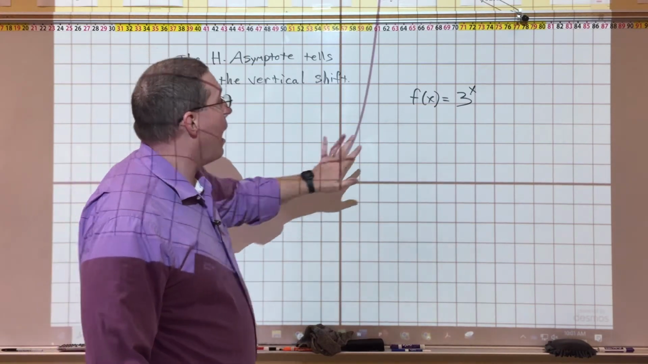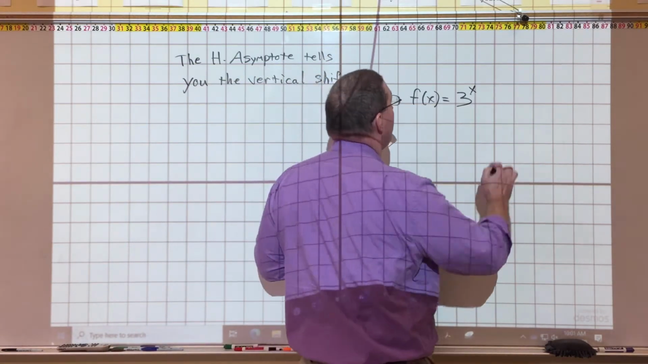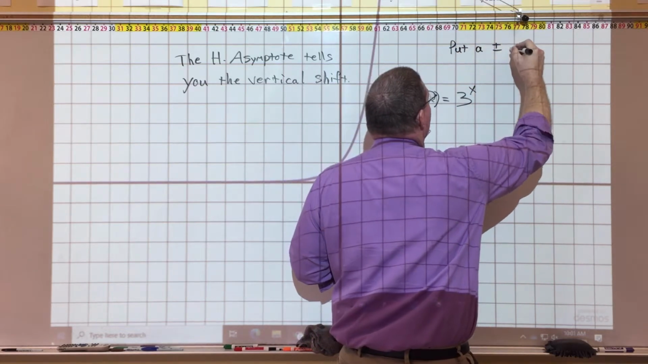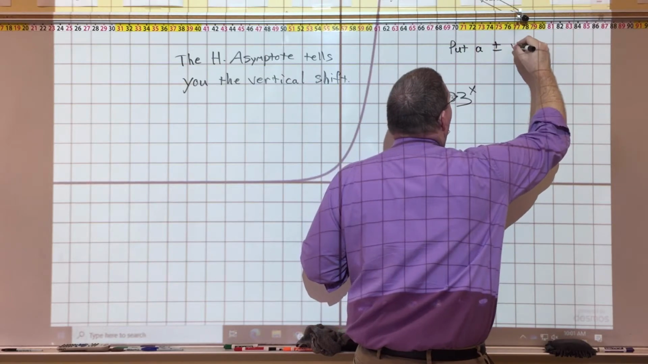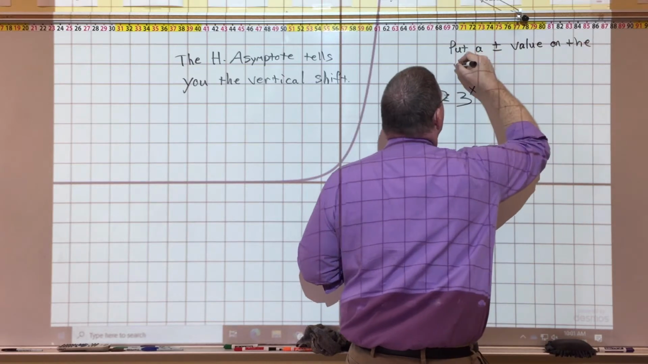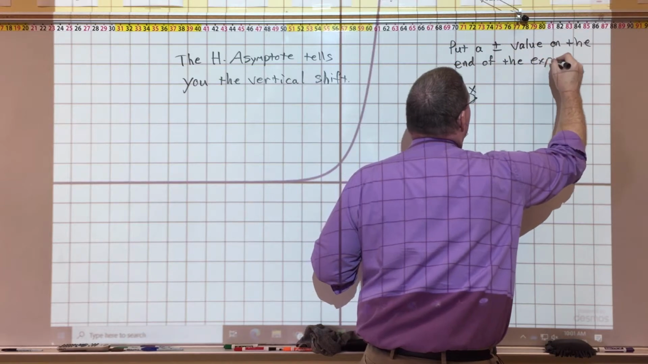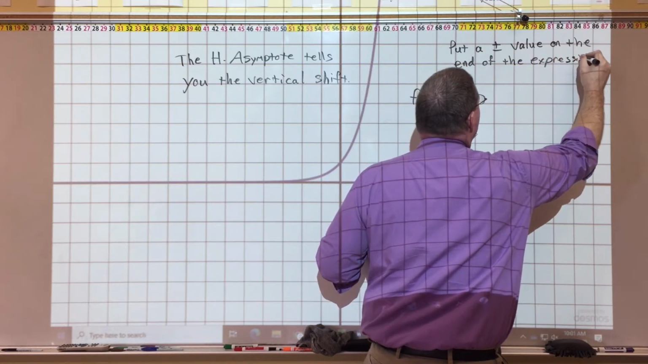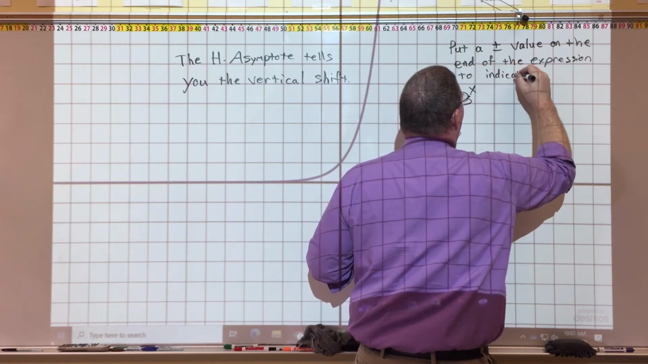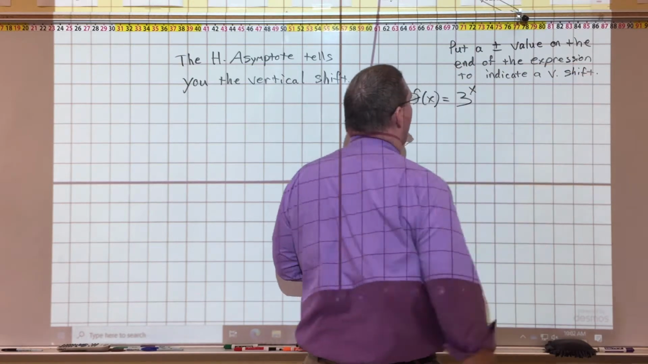Now, where do we indicate a vertical shift on the equation itself, on the function? Well, what we do is put a plus or minus value on the end of the expression to indicate a vertical shift. Okay? Here's what I mean.